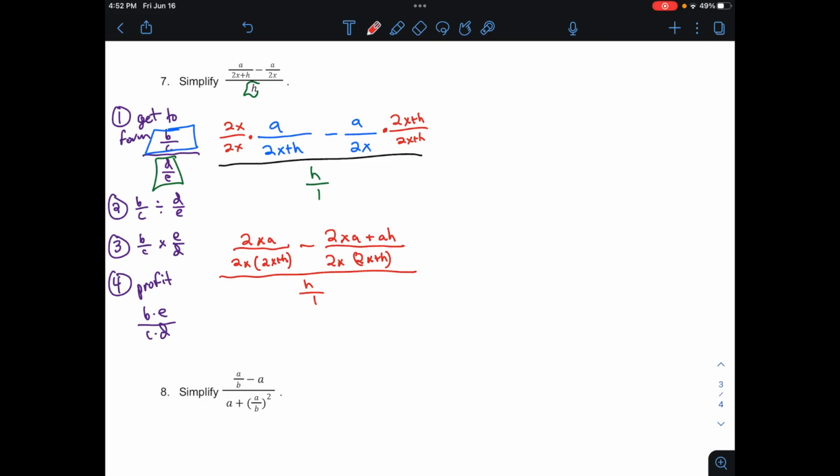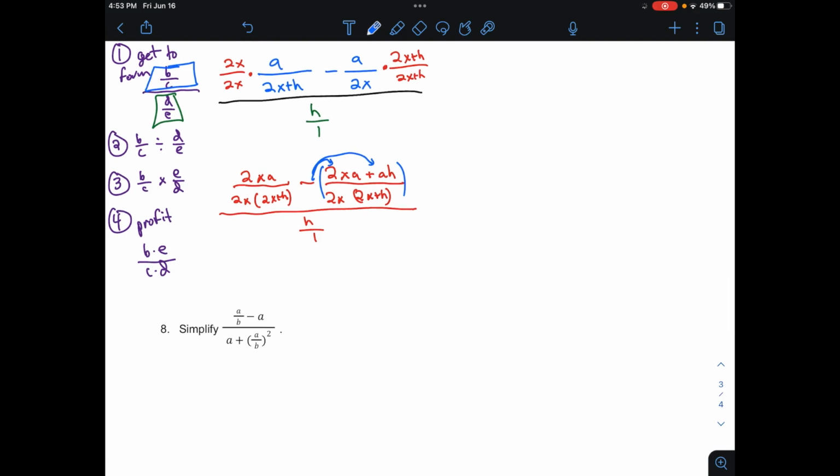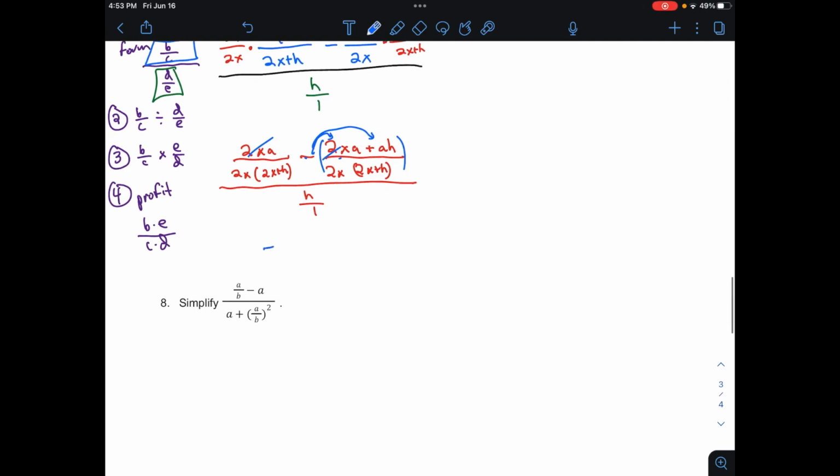So now I should combine my numerator into a single fraction. Be careful to realize that this whole thing's being subtracted, so this negative sign is going to distribute to each part of the numerator of that term. We'll end up with 2xa minus 2xa, so those will cancel. And then we'll end up with minus ah. So we'll end up with negative ah over 2x plus h, all over h over 1. Now I can Yahoo. Yahoo! But I'm going to convert quickly to this form because I'm running out of space.